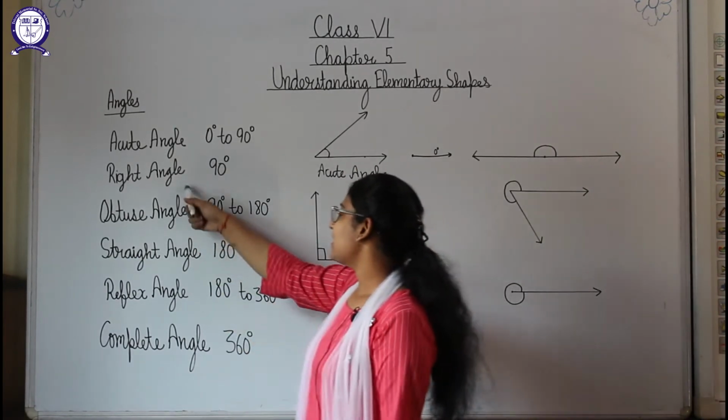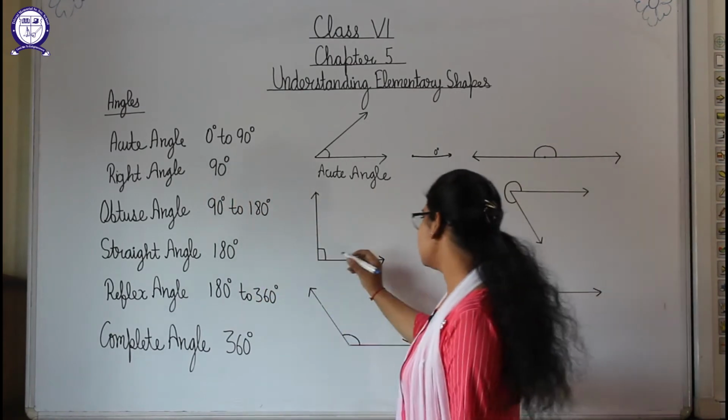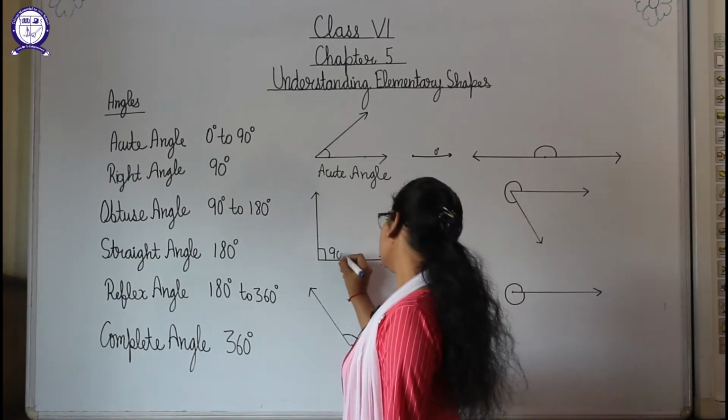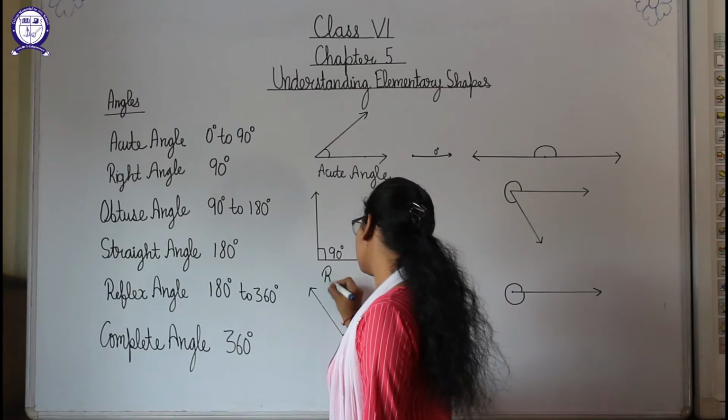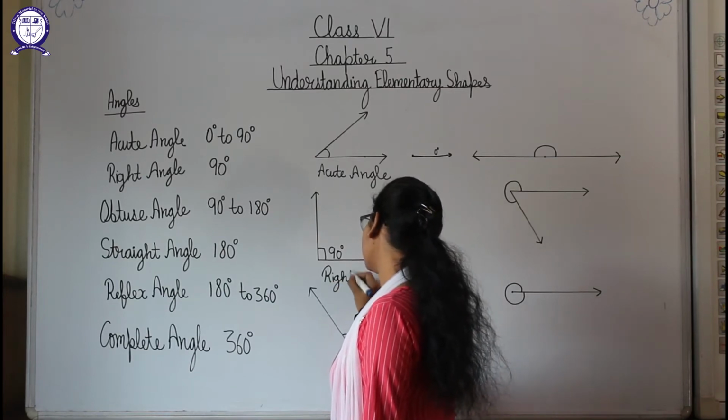Now right angle is of 90 degree. This is a 90 degree angle and we can call this a right angle.